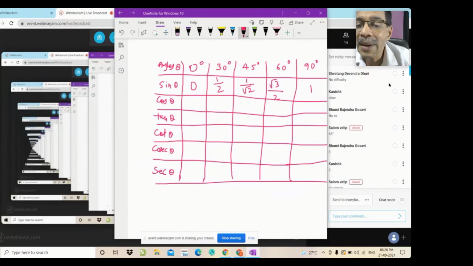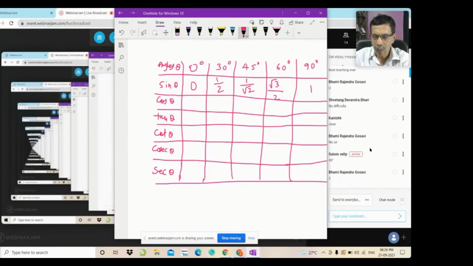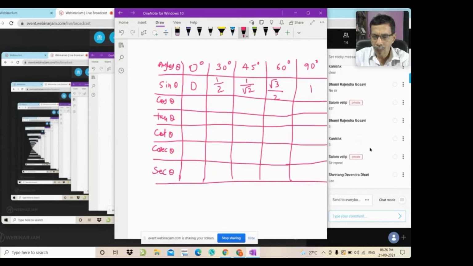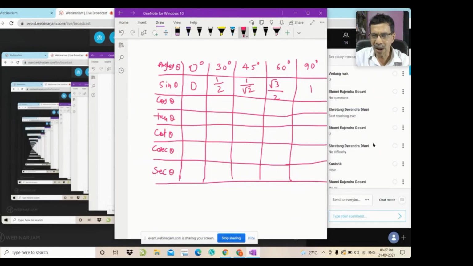Bhumi is writing no. What do you mean by no? Have you not understood it? Bhumi, please. No difficulties, Svetang. Okay. Bhumi, what is your difficulty? Please type your difficulty. Yeah, Sai Om, which part do you want me to repeat? Please type it in the comment box. Should I repeat the entire thing?